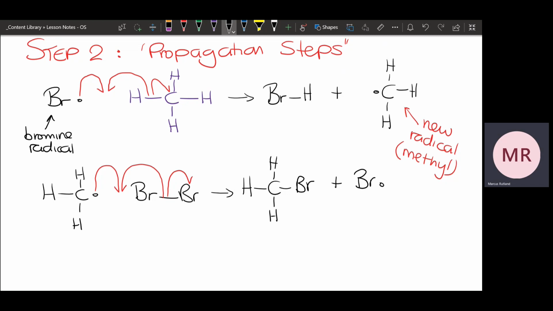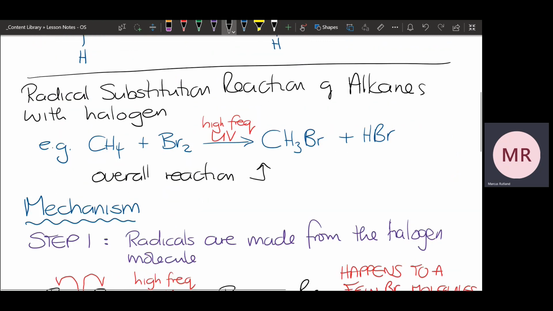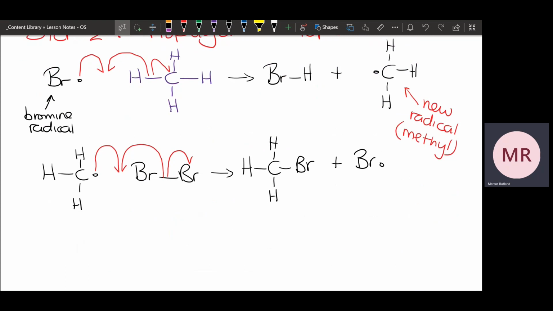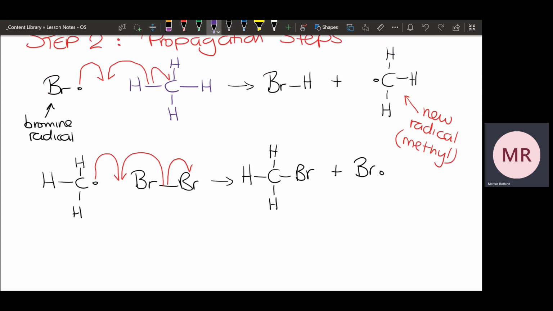Okay, so now, have we achieved what we said we were going to achieve in the overall reaction? In the first part of step 2, we made HBr and a methyl radical, and that methyl radical then carried on to the next step, reacted to make a bromomethane, CH3Br. So we have done what we said was going to happen in the overall reaction. We've had methane molecules, we've had bromine molecules being fed in, and coming out, we've got bromomethane and HBr molecules. So this is the reaction. There's just a few things to say here. A little bit of vocab.